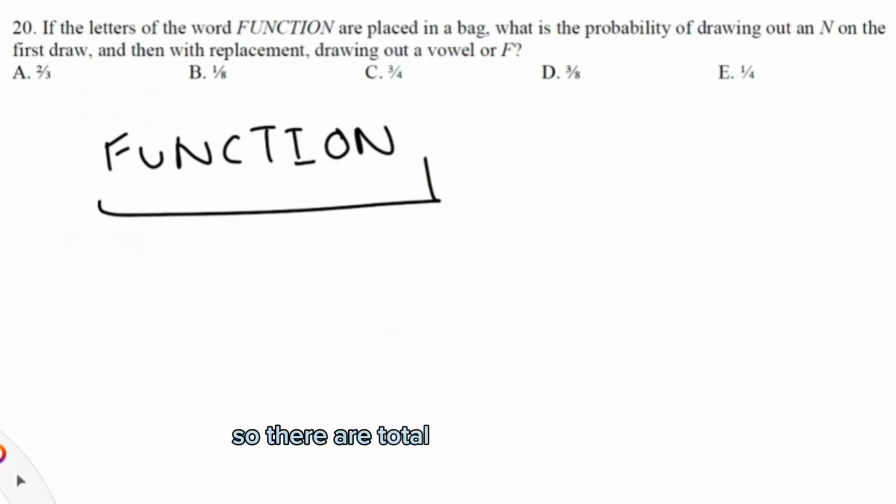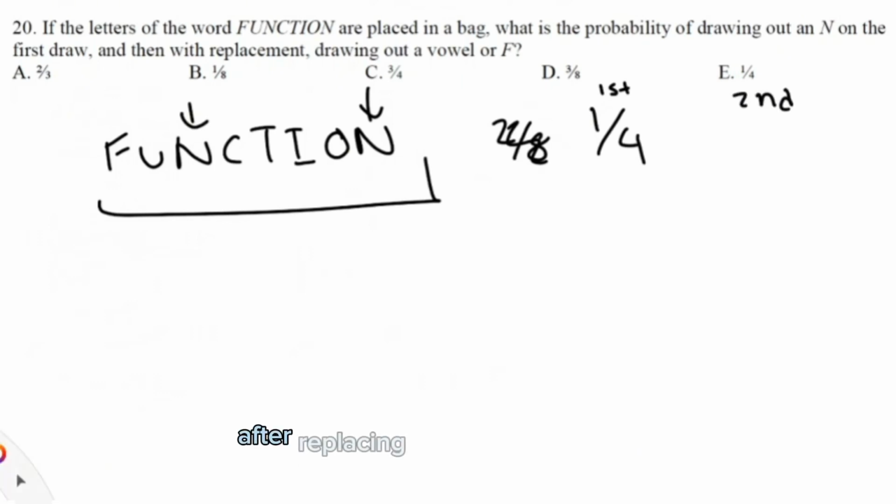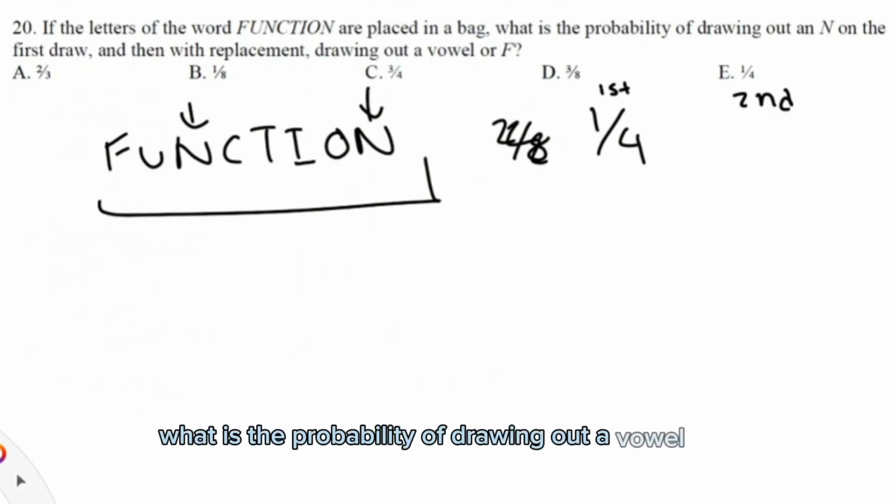So there are a total of 8 letters here, and 2 of the 8 letters are N. So that means 2 over 8 is the probability, which also is just 1 over 4. Alright, so that's the first probability, so we're going to write first. Now the second probability we need to find is, after replacing the N that we drew, or whatever letter we drew, what is the probability of drawing out a vowel or F?